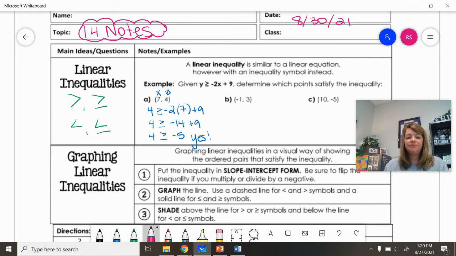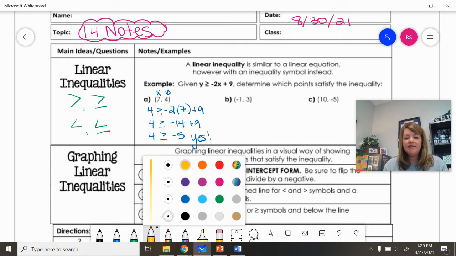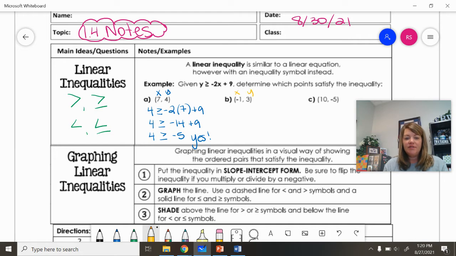All right, let's do the next one. It says, is negative 1 as x and 3 as y, does that make this a true statement? So let's plug them in. y is 3. Greater than or equal to negative 2 times negative 1 plus 9. So is 3 greater than or equal to negative 2 times negative 1, which is positive 2, plus 9? Is 3 greater than or equal to 11? No, that does not make that a true statement. Negative 1, 3 is not a true statement to satisfy this inequality.